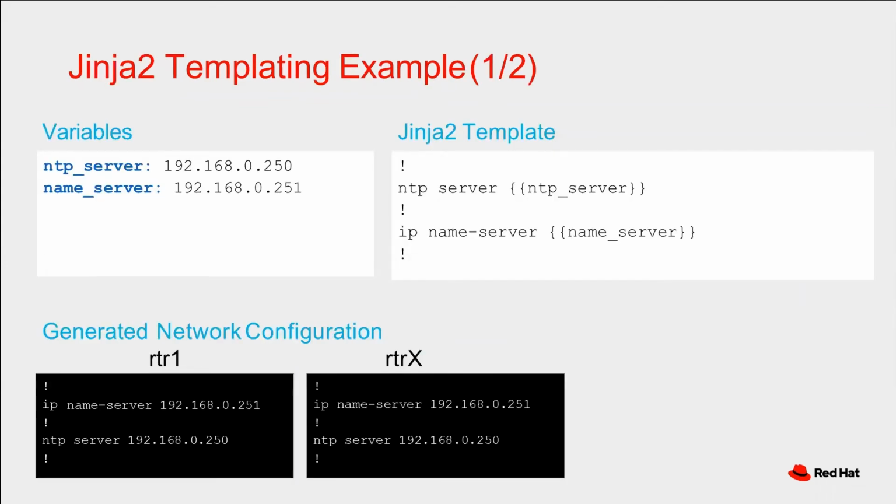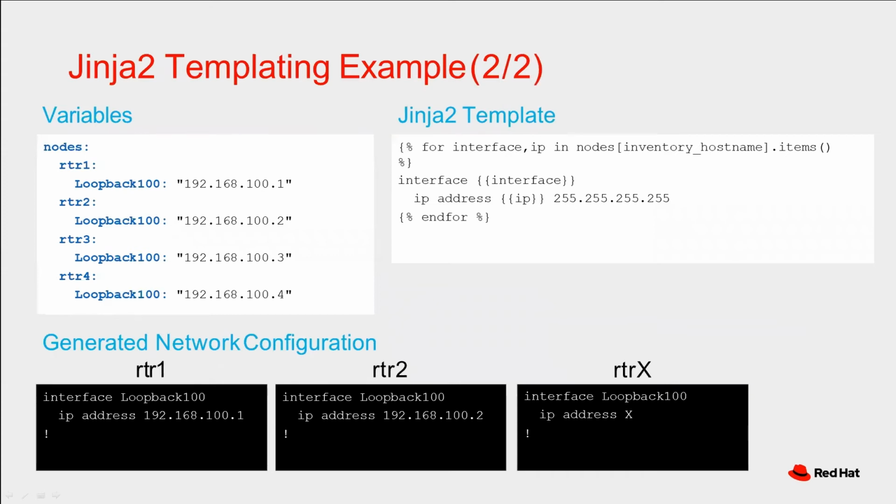So for our templating example, we have our variables on the left-hand side, and then on the right-hand side, we have our Jinja 2 template. And what this is going to essentially do is take these variables from the left-hand side and plug them into those variables on the right-hand side. And when we generate the network configuration, or when we send this off to the network devices to be configured, it's going to generate that configuration for each router based on the vendor that we're dealing with.